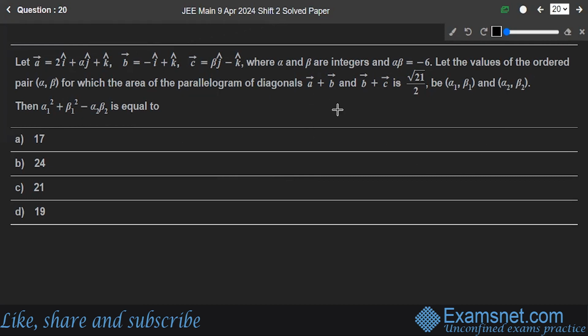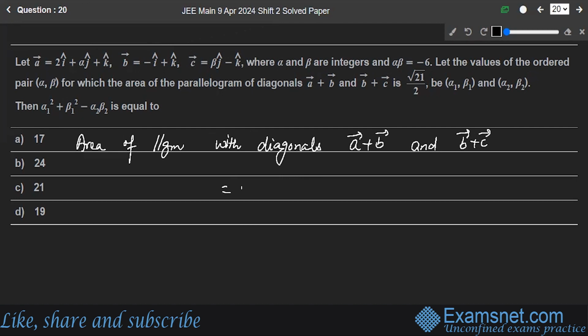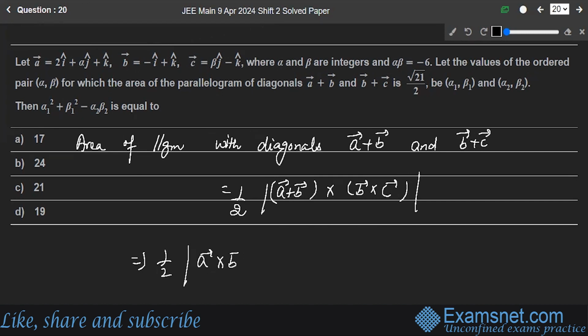First thing, the area of the parallelogram whose diagonals are given to you, so area of parallelogram with diagonals A plus B and B plus C, is given to you as half the cross product of the diagonals in vector form. So that is half of A plus B cross B plus C, and B cross B is equal to 0. So that gives you A cross B.